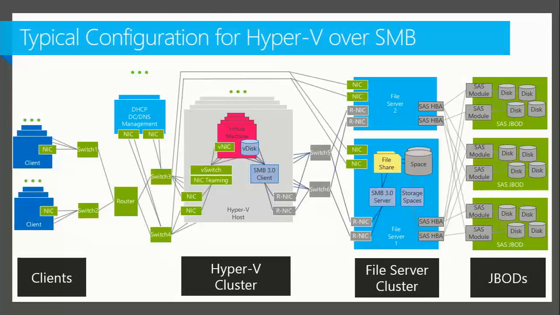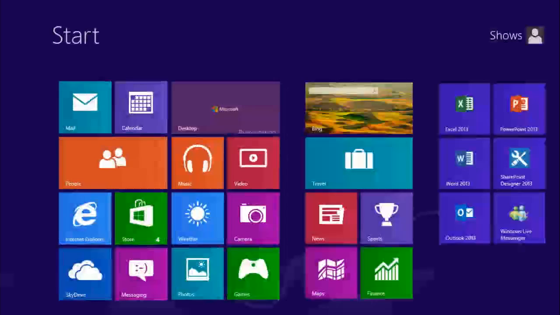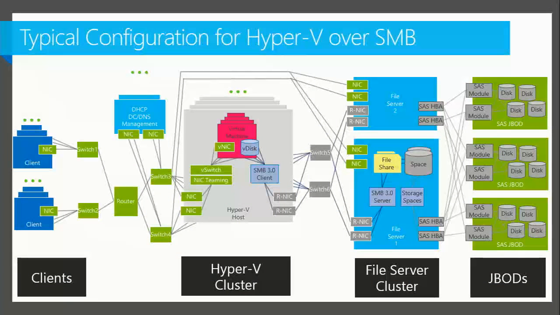A few notations here. So in this side here, you have the SAS. You see on the right there, you have the SAS infrastructure connecting your file servers to your JBODs. Then between the Hyper-V hosts and the file servers, you have the RNICs. So that's my short for RDMA NICs, right? Jose, do I need RDMA NICs? No. You can use regular NICs as well.